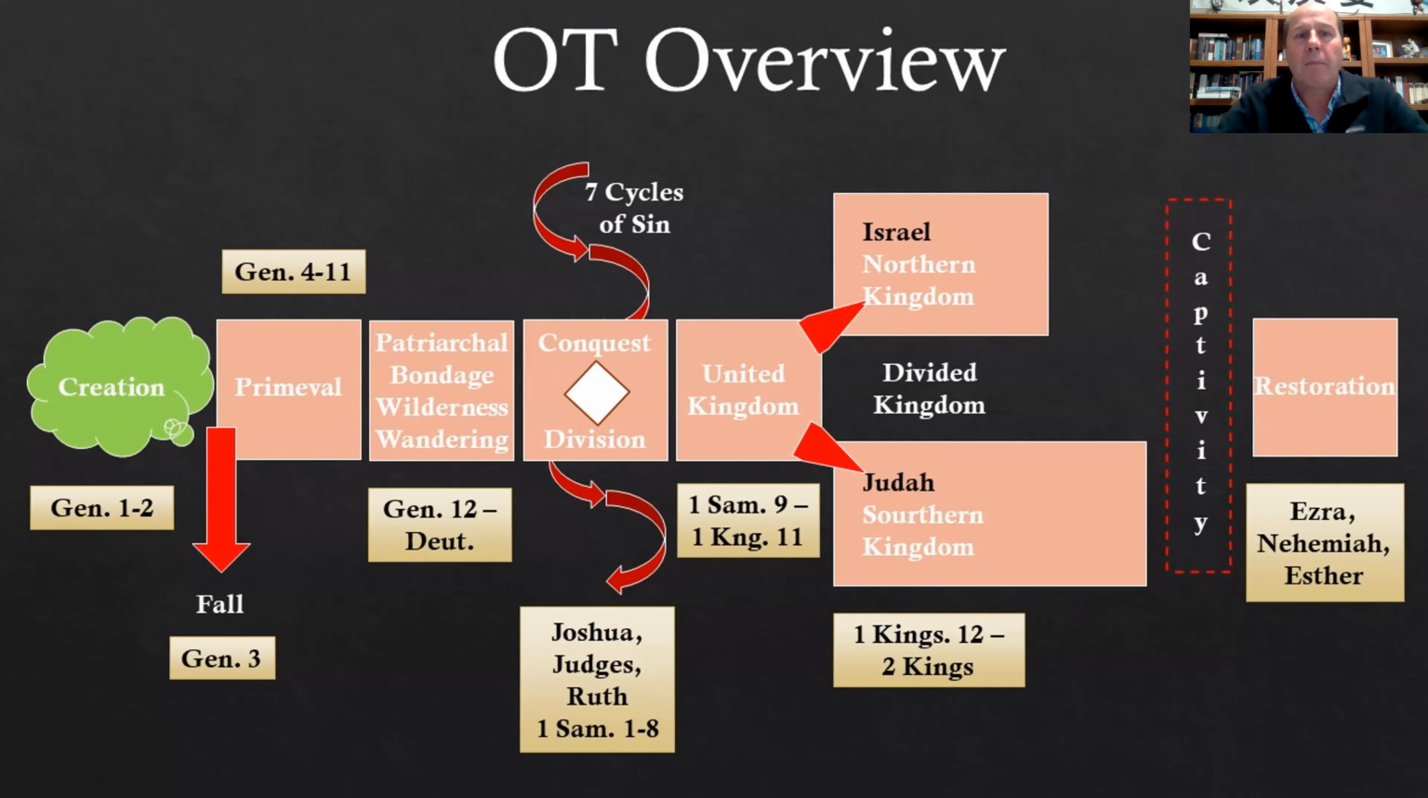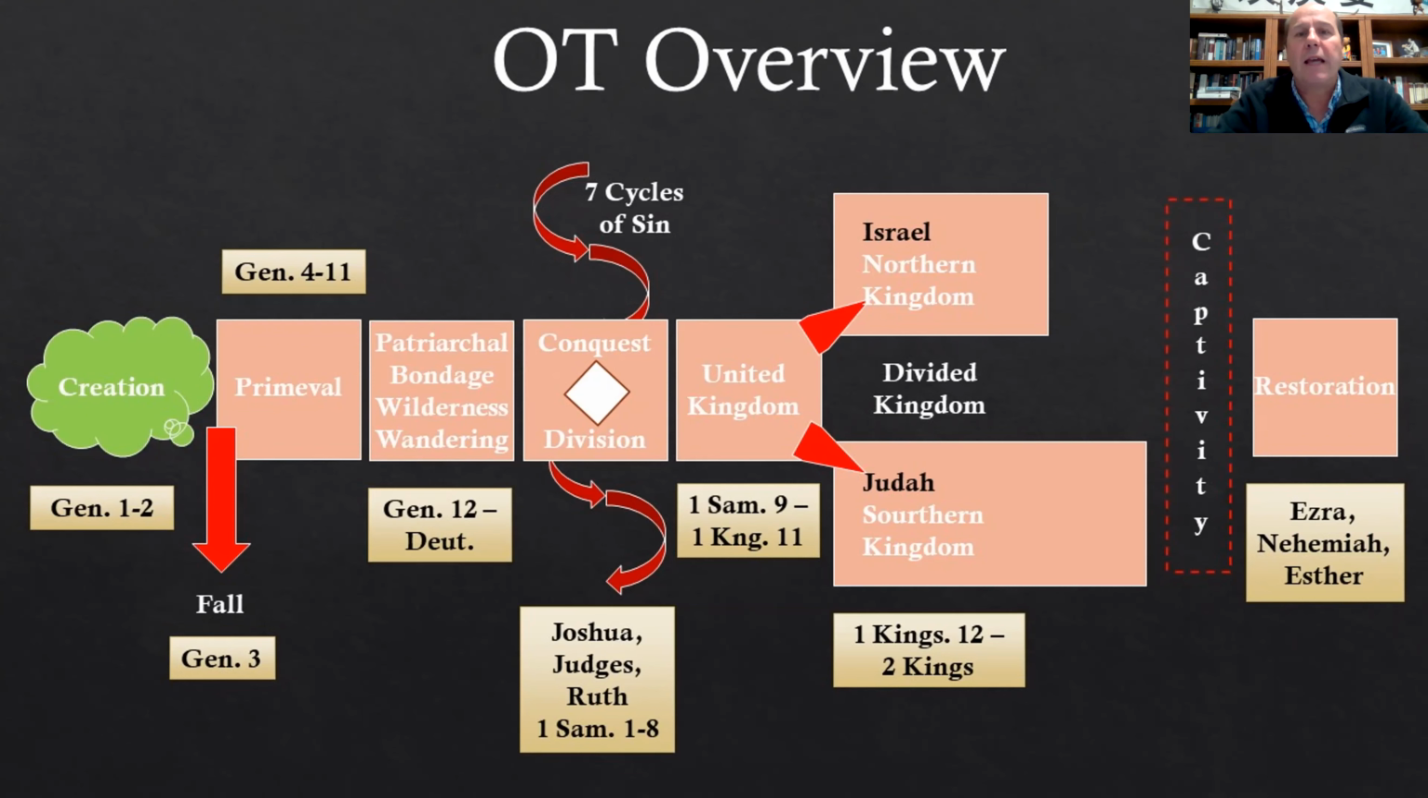You have the patriarchs, bondage, wilderness, and wandering. Then we have this period of conquest and division. But within that, we have the book of Judges, and that's the 7 cycles that are going down. And within that period of the Judges, you have this beautiful story of Ruth, who stands out as a diamond in a very dark time.